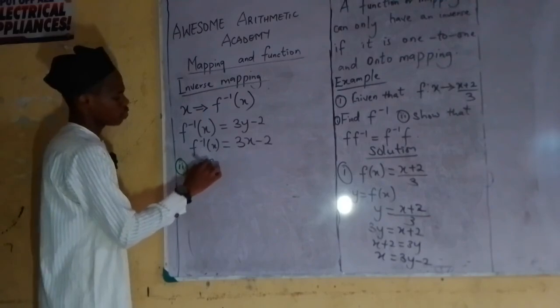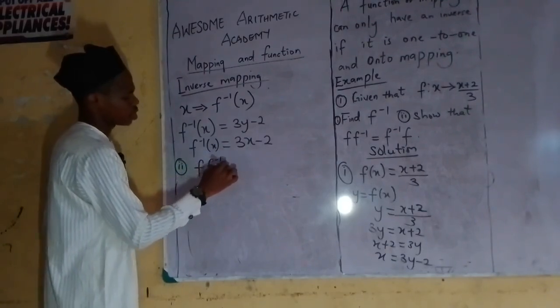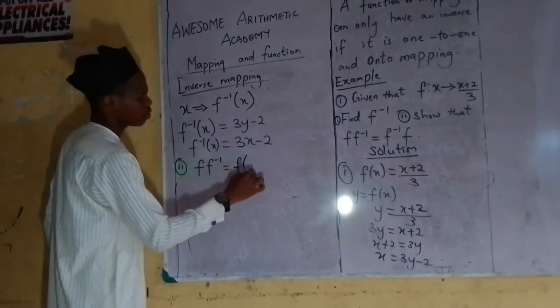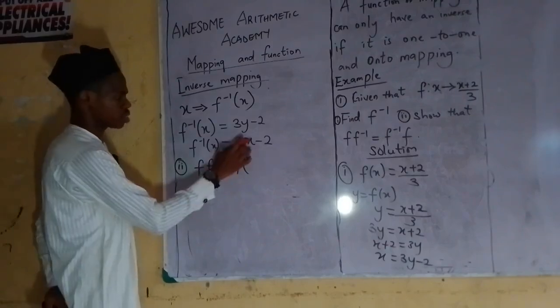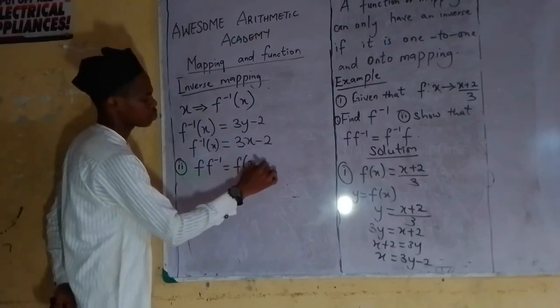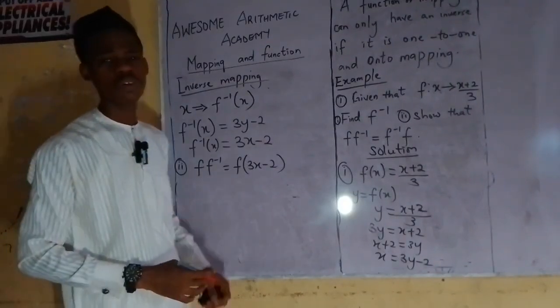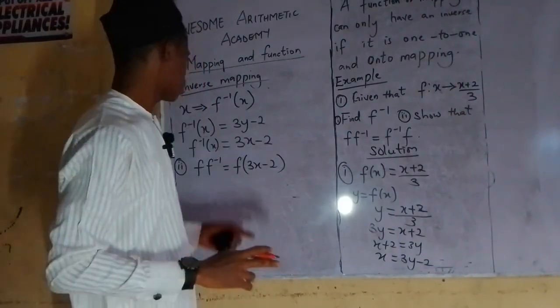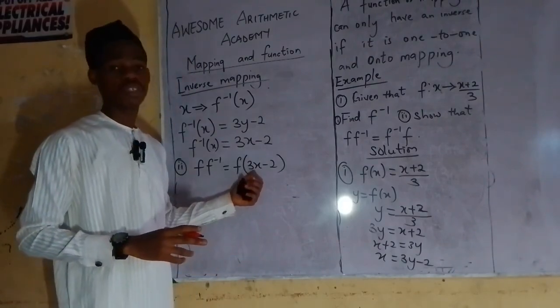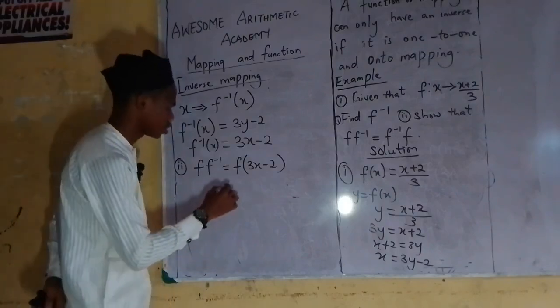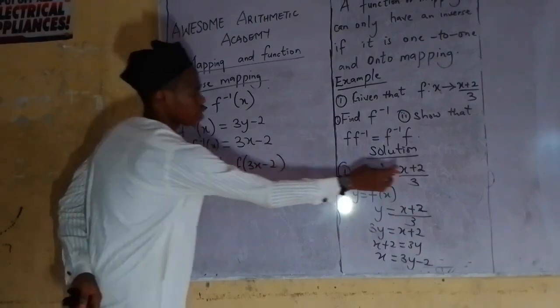First of all, let's look up f of f inverse of x. What's the f inverse of x? This is what we have here, 3x minus 2. So we are looking for f of 3x minus 2. Now what does that mean? Anywhere I'm seeing x under f of x, I will put this value. Now let's do that and see.